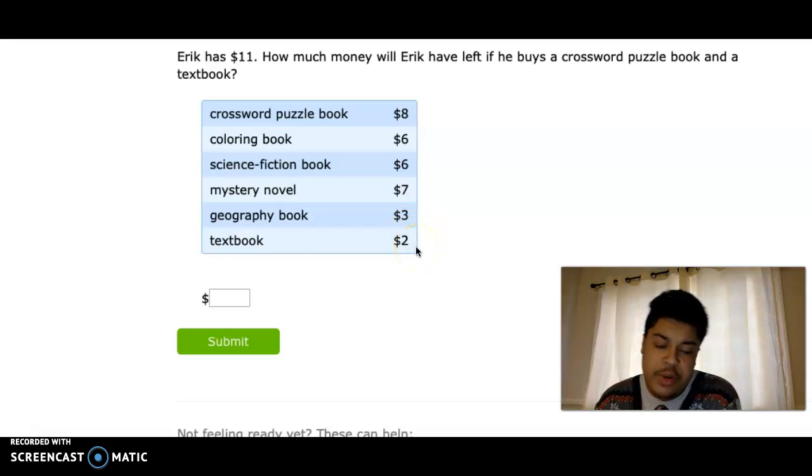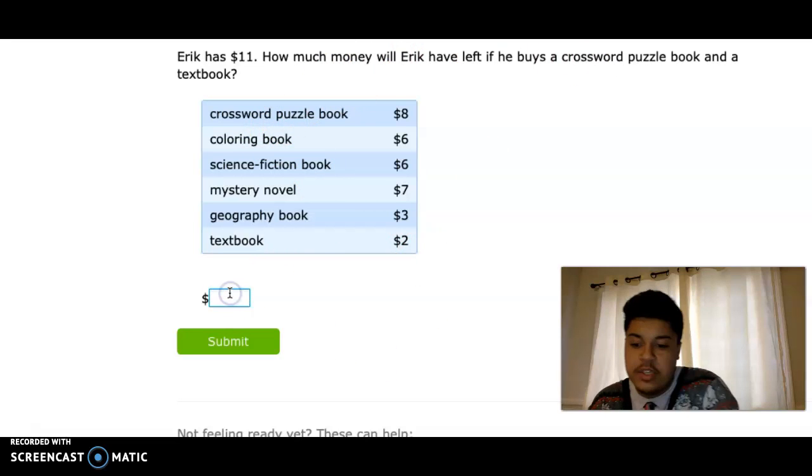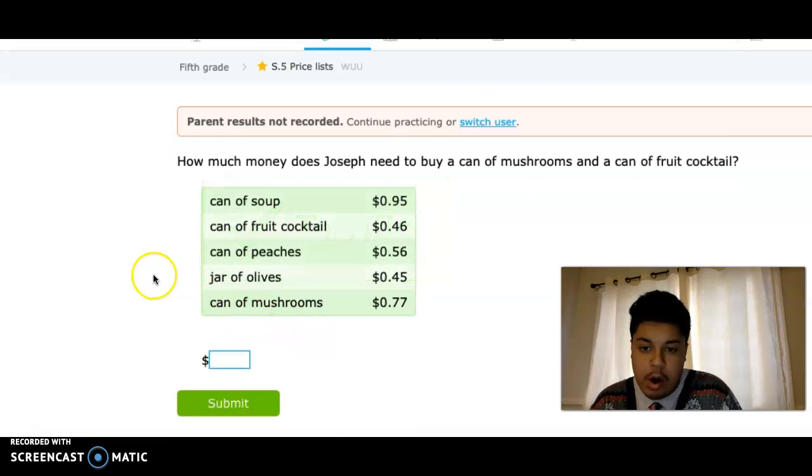So what do you do with these two numbers? We know that he has $11. So all you're going to do is subtract 11 minus 10. And he's going to have $1 left because 11 minus 10 is 1. All right.